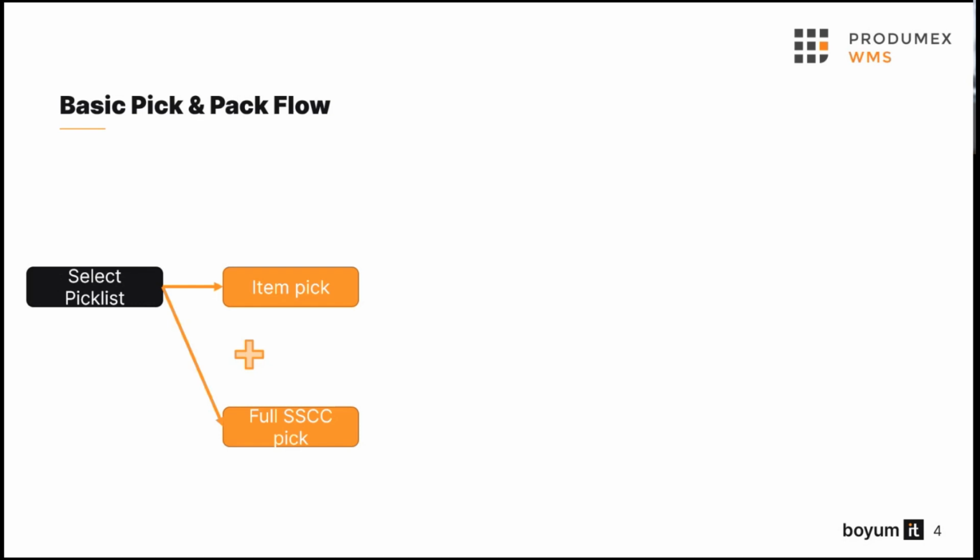When we go to pick the goods in the warehouse, usually there are 2 flows that can be distinguished. The first one is when we pick items, so we pick units of goods in the warehouse. The second one is when we pick full pallets, what we also call SSCCs in the warehouse. You will see that it's not exactly the same information that is required from the warehouse picker.